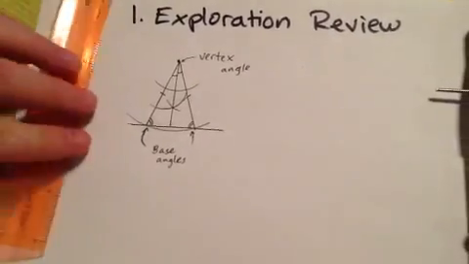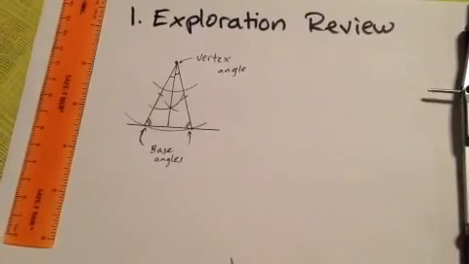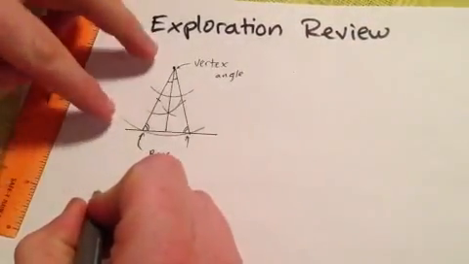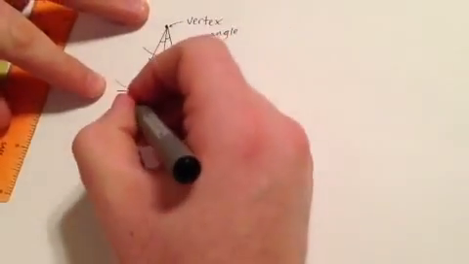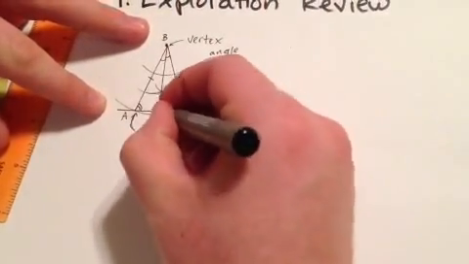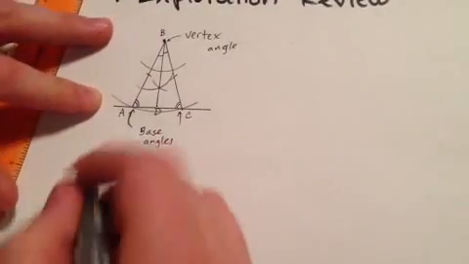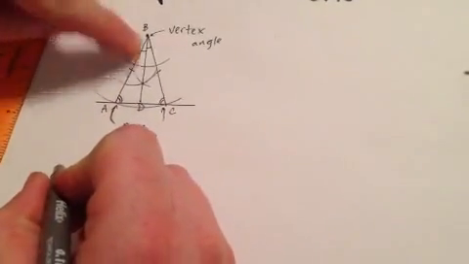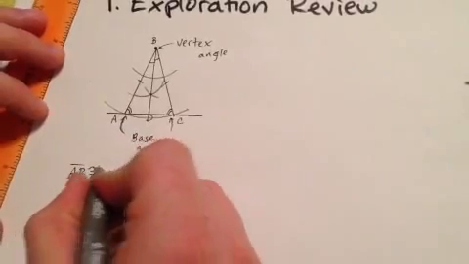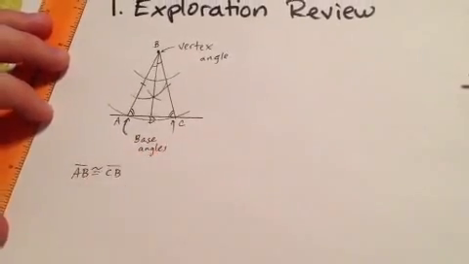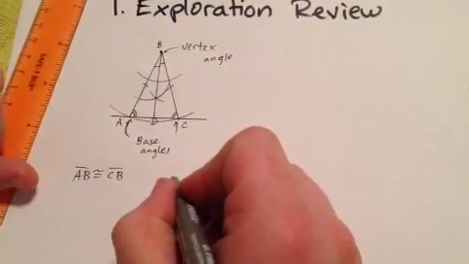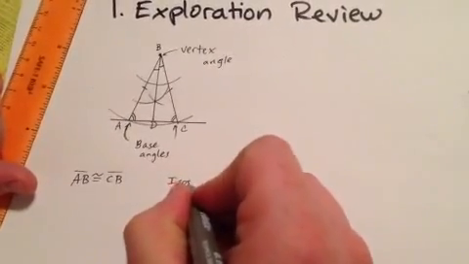So the first thing is, anytime you're doing a proof, you always write down your given. If I want to label this to make it easier, I'll do so. So I have A, B, C, D. The first thing I know is AB is congruent to CB, so that's what I write. That's given. Or you can also say, since we constructed it, that's the definition of an isosceles triangle.